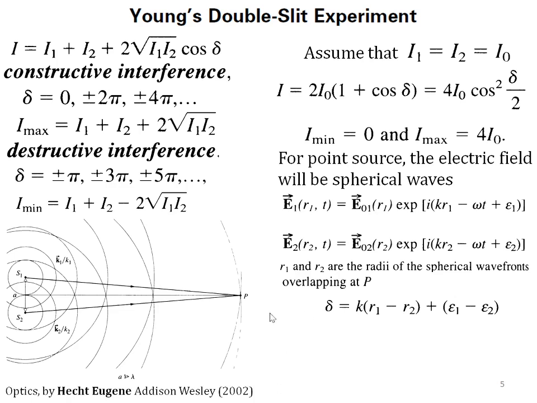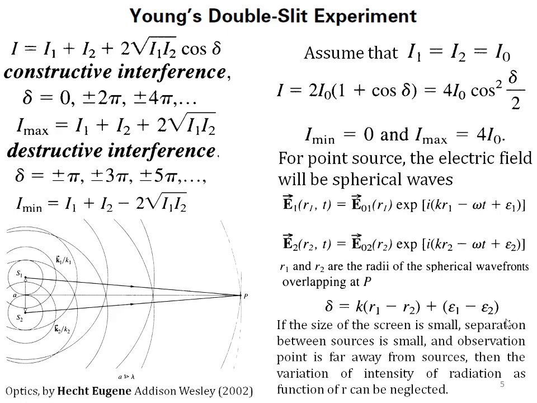So now delta, in this case the phase difference, will be what? The phase difference will be the difference of these two phases, correct? Omega t cancels, because we are assuming that both the sources have the same temporal frequency. And the wave vector is also the same. The magnitude of the wave vector being the same means the wavelength is the same. So therefore the phase difference will be k into r1 minus r2 plus epsilon 1 minus epsilon 2.